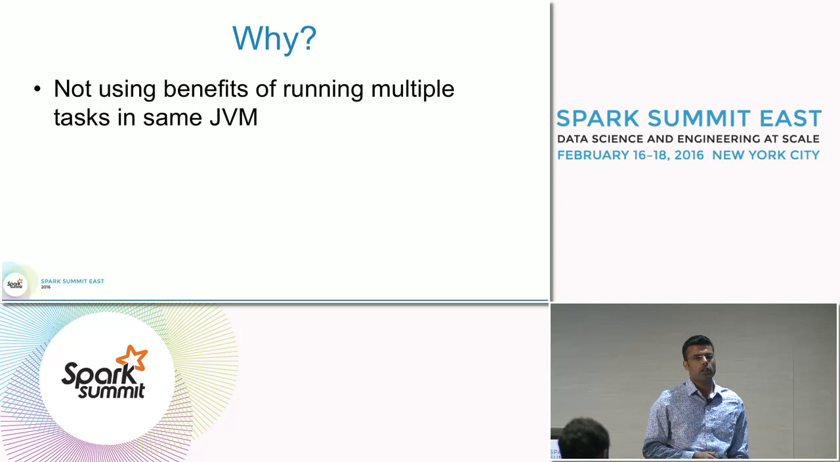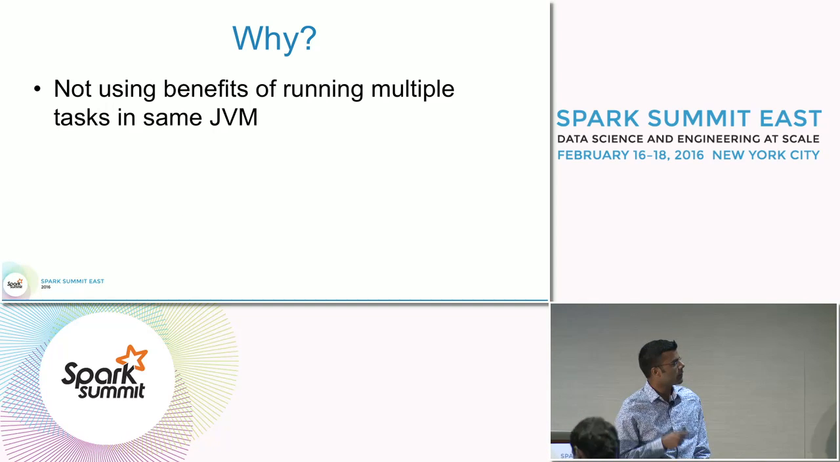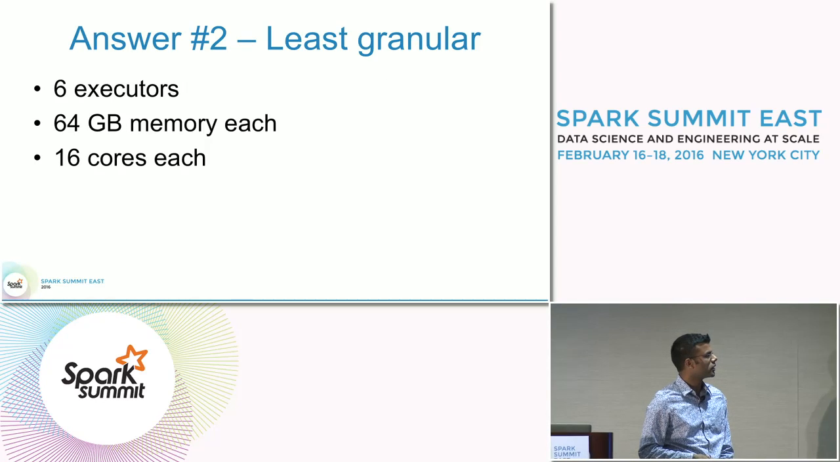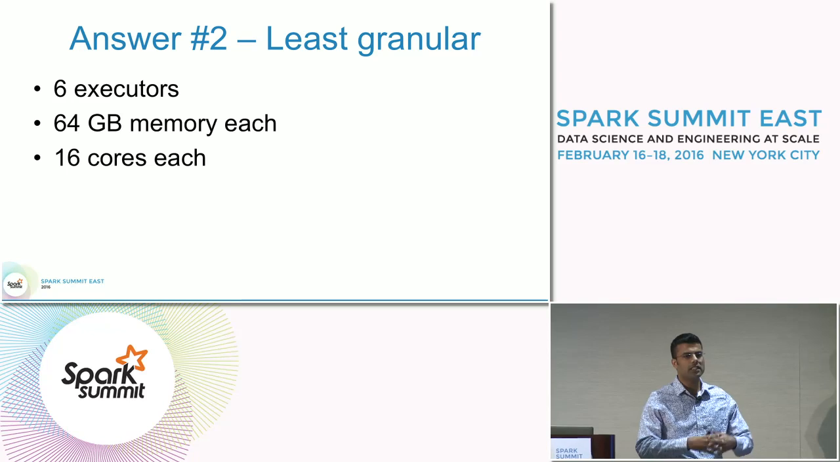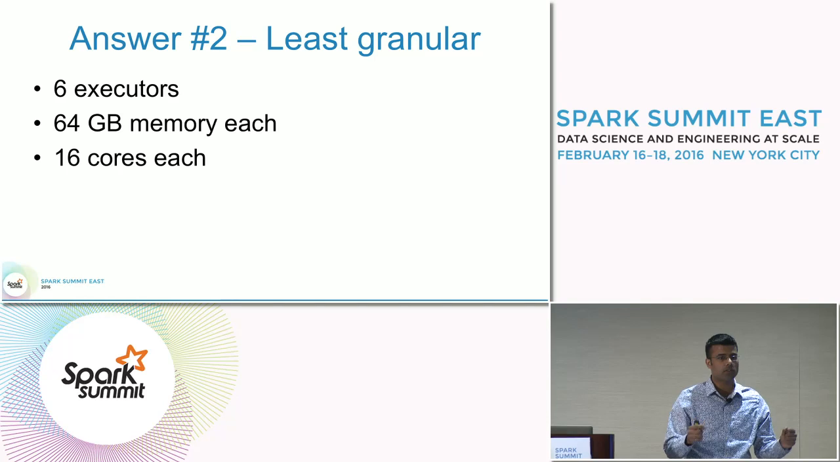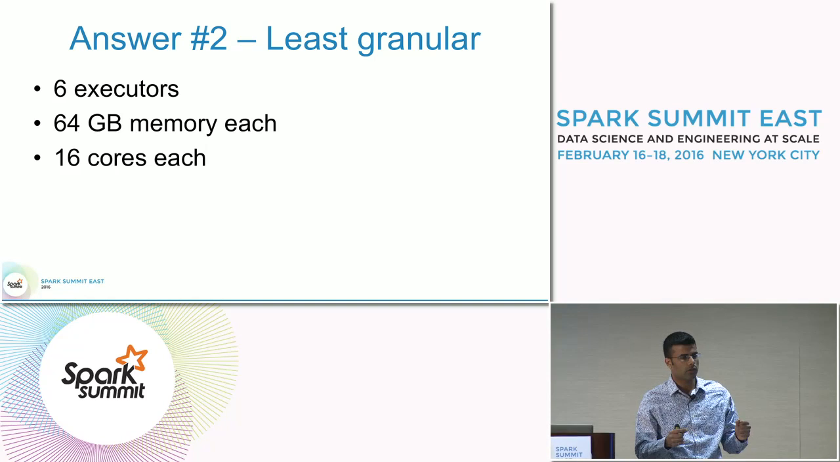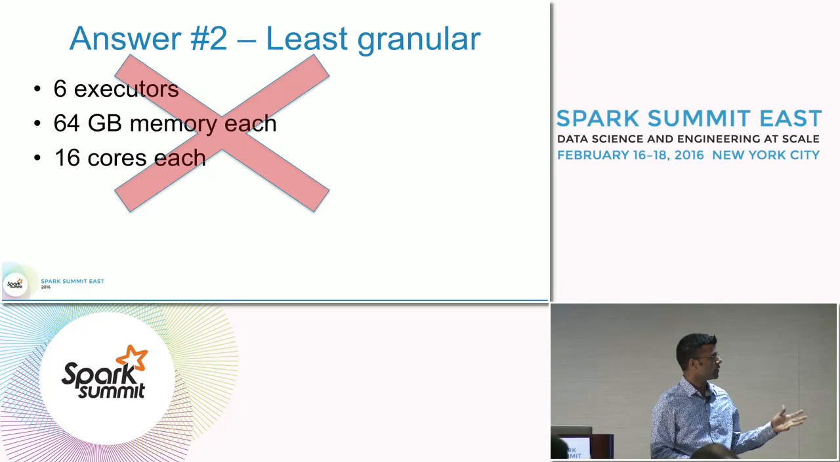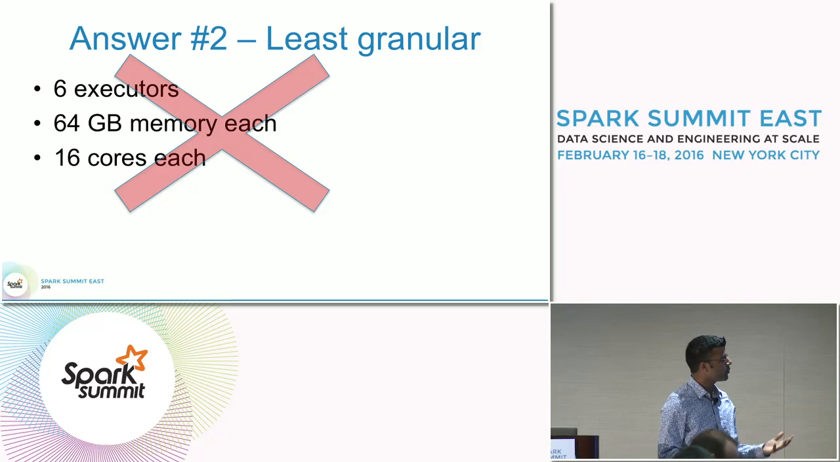Why? Because you aren't able to make use of the benefits of running multiple tasks in the same JVM. So the second answer is, why don't I make them the least granular? I'll make as big executors as possible on 1 node. That would lead to a 6-node cluster. That means 6 executors in total. Each executor gets all the memory on that node, which is 64 gigs, and it gets all the cores. I wouldn't be giving this answer if it was right. So this is wrong as well.